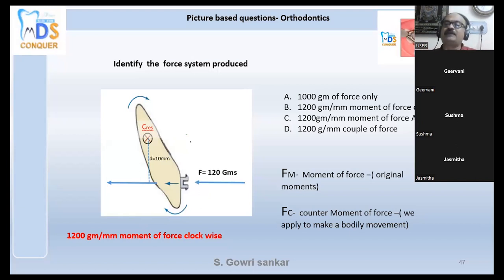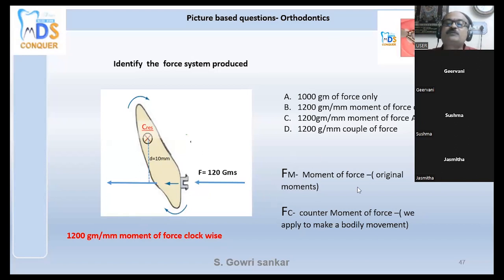Tipping is also a kind of rotation. It tries to rotate the teeth. I want to move the tooth like this, but it is trying to rotate and move like this, which I don't want. This is called the moment of force. Remember this important point. Now I cannot apply the force at the center of resistance, but what I have applied is causing a moment of force.